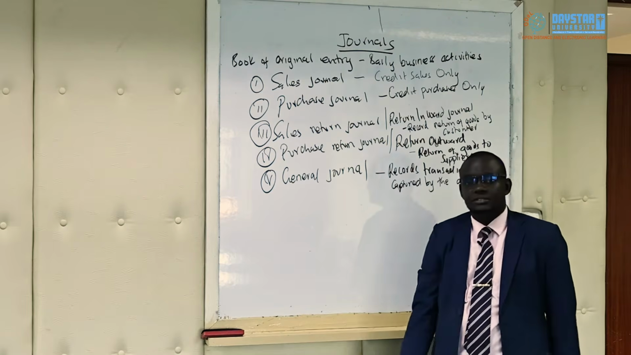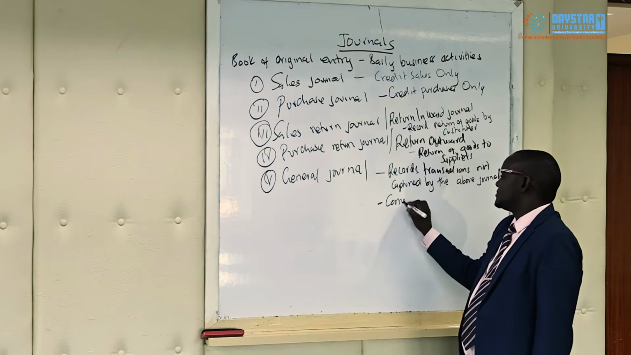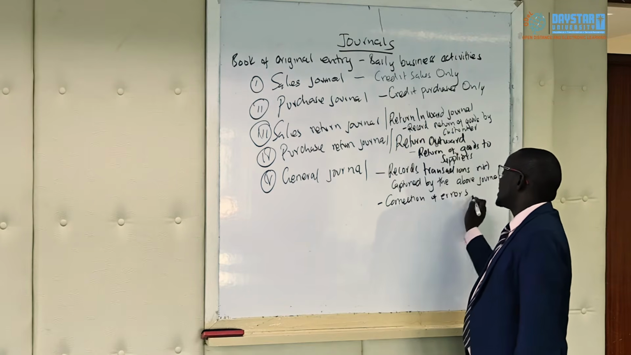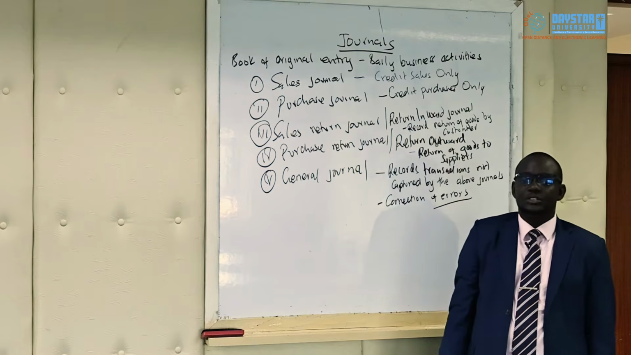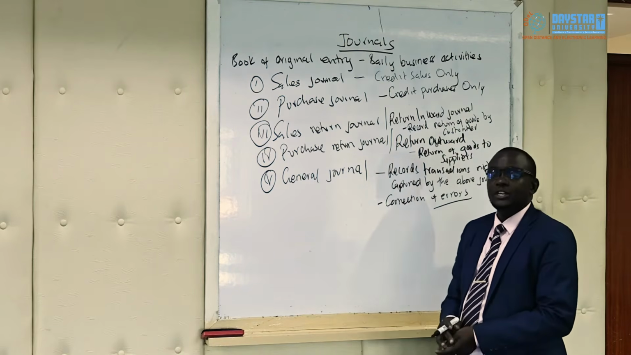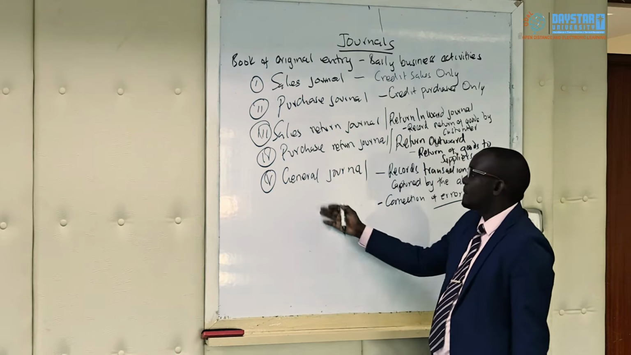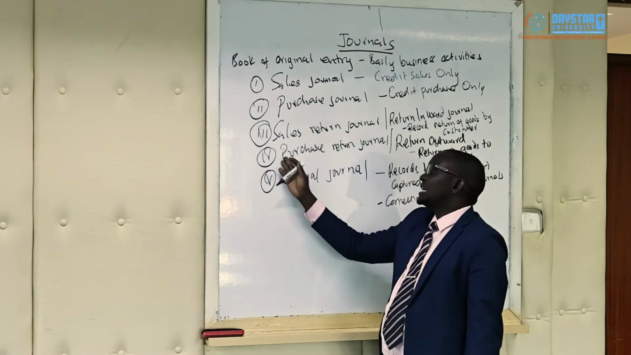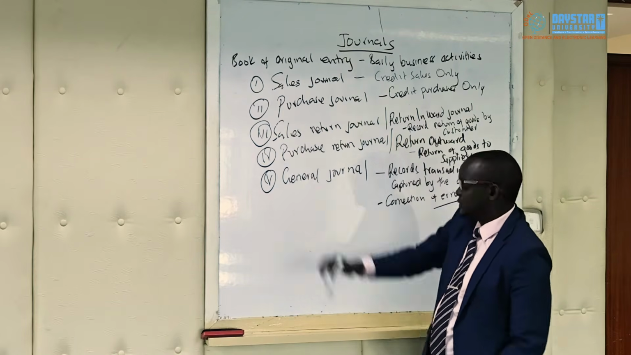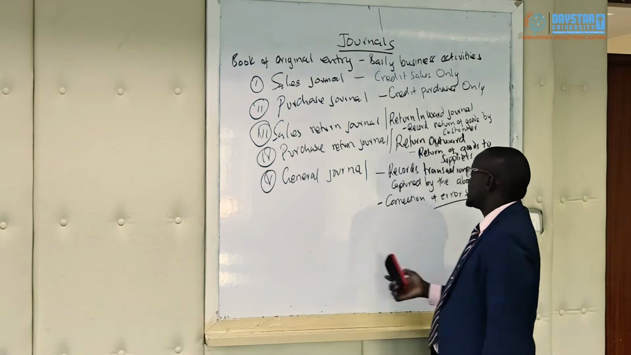At times, this is used to do correction of errors. Anytime you have made errors, we shall correct them using the general journal. And we shall be looking at that when we are doing correction of errors and suspense account. You will find we are using the general journal. For this video, I want us to focus on these 4 journals.